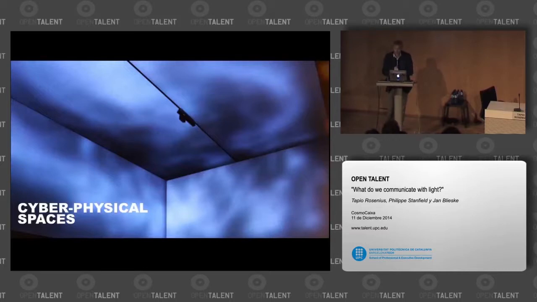From that, we get to this idea of cyber-physical spaces. Cyber-physical space is the opposite of explicit communication. So again, this is a way to achieve ambient communication.